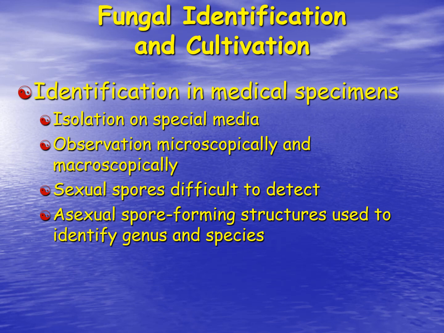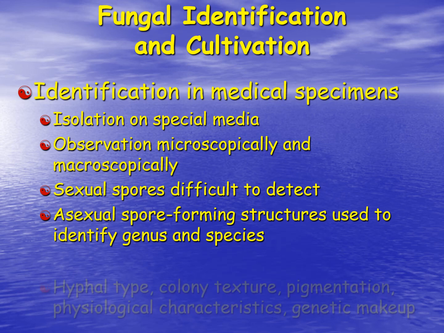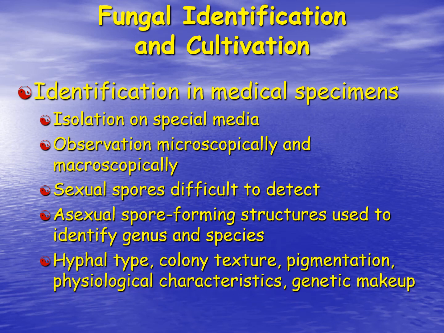For example, penicillium only produces conidiospores. So if we see a conidiospore and we're thinking it's penicillium mold, then we probably have our identification. We can also look at the hyphal type, the colony texture, pigmentation, the physiological characteristics of the mycelium, and finally, we can even look at the genetic makeup.